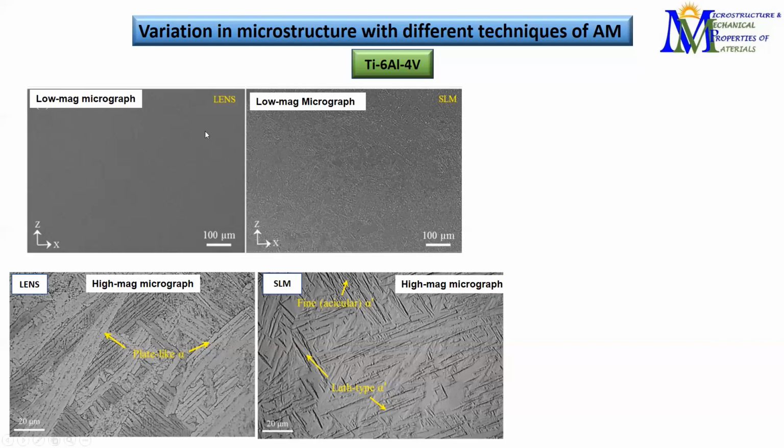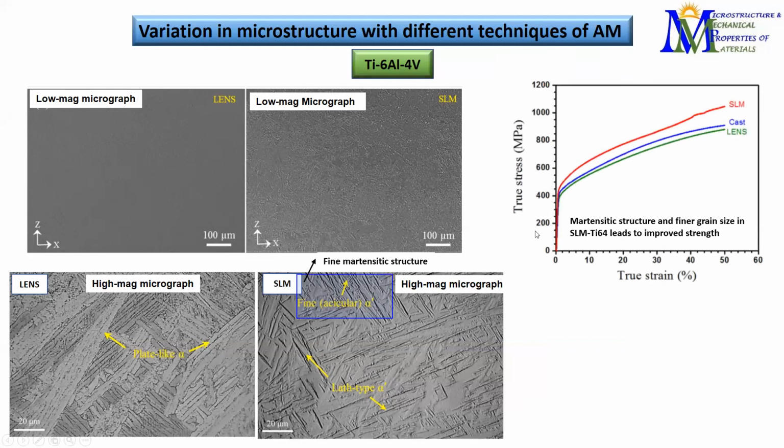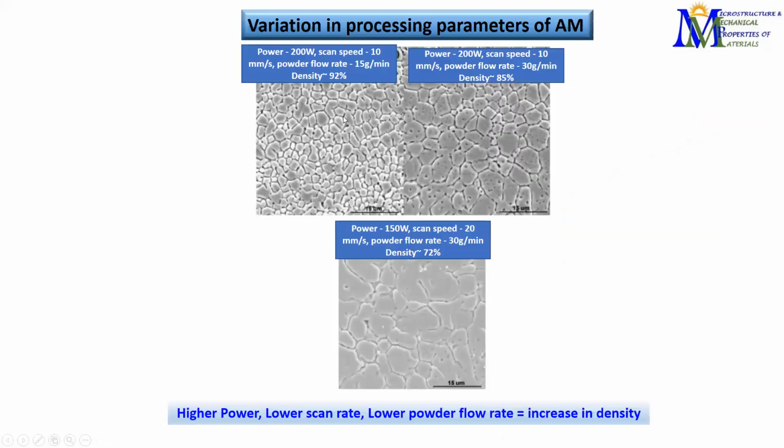Okay, so that leads to variation in the mechanical properties also. So although we have used the same powder and even the same technique, additive manufacturing, just by varying the particular technique as powder bed or powder feed, we end up having variation in the microstructure, and that will end up giving variation in the properties. Okay, you see that this is the typical tensile curve, true stress, true strain curve, and you can see that the SLM is having much higher hardness and much higher stress, UTS, ultimate tensile strength, compared to the cast or the LENS one.